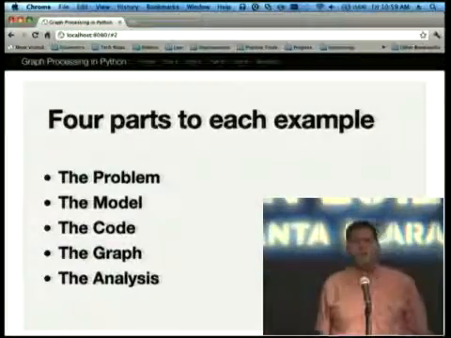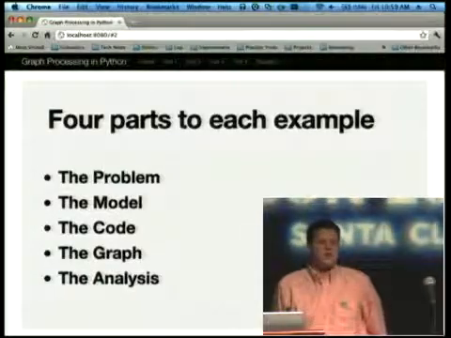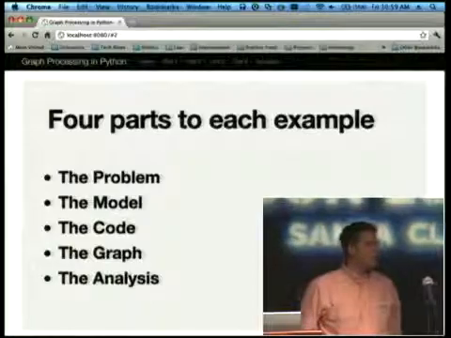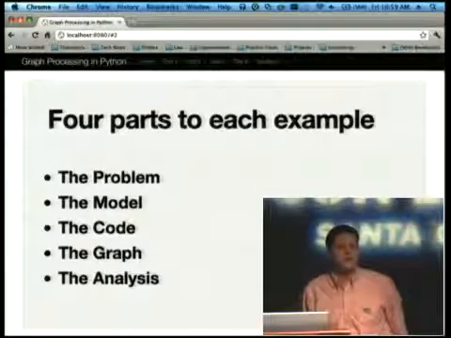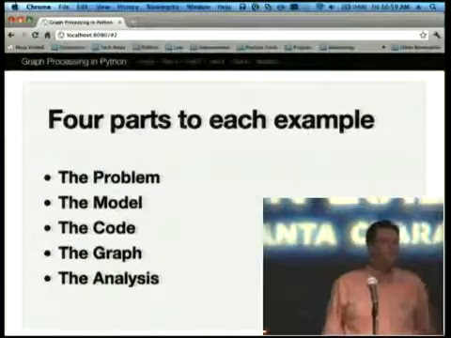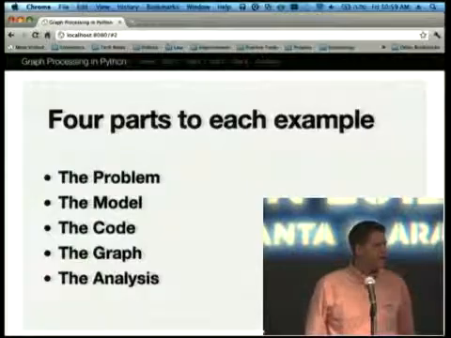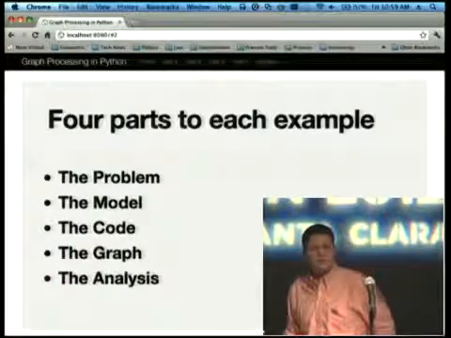The first is I'm going to talk about the problem. What are the questions that we're trying to solve? What are we trying to actually do? Second, I'm going to talk about the model. How do you lower that into a graph representation? This is really about that question that I was saying earlier. What are your nodes? What are your arcs? What are your relationships?